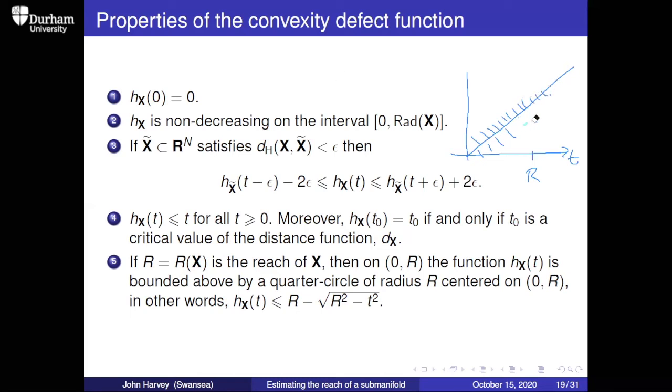Okay, so you're not allowed to go above the diagonal. But what this is telling us is that if I draw a quarter circle with radius the reach, centered here, you're not allowed to go above that either. So all this area is off limits too. So any convexity defect function has to live under here.